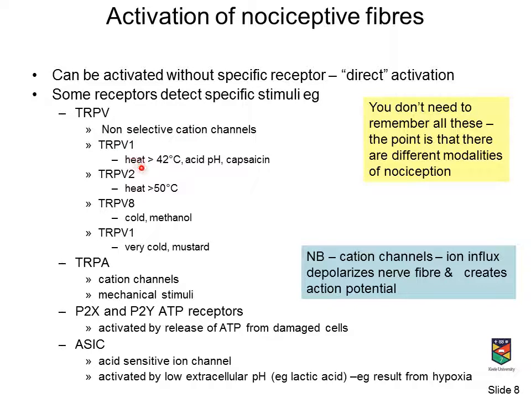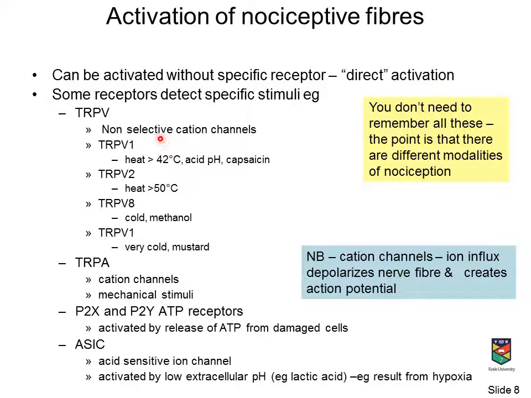So TRPV1 responds to heat and acid and capsaicin, which is a chemical found in peppers. TRPV2 responds to higher heat. TRPV8 responds to cold and methanol. TRPV1 responds to very cold situations. And then TRPA responds to mechanical stimuli.